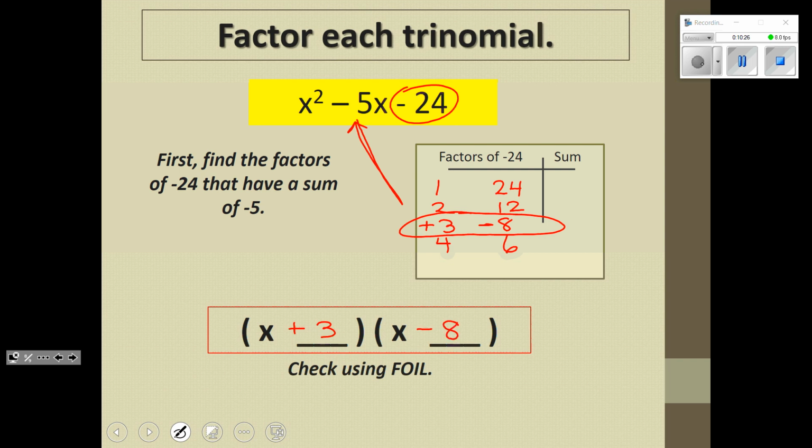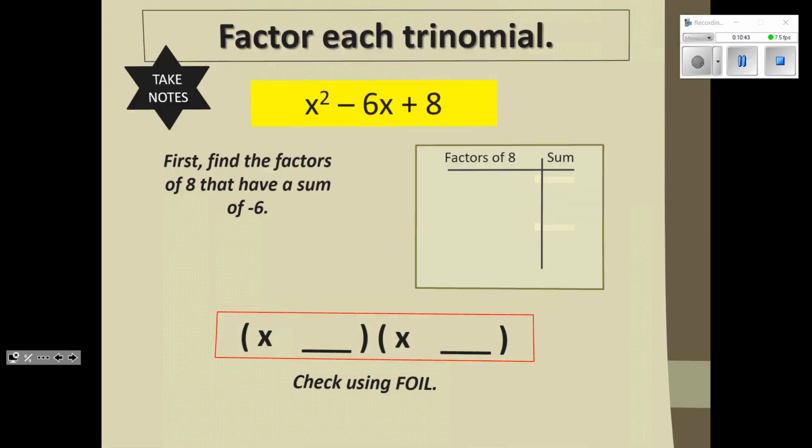And just as a note, when you're writing these two binomials, it doesn't matter the order. If you put the x minus 8 first and then the other binomial after it, when you FOIL it, it would still result in the same answer. So it doesn't matter which binomial you write first. Just so you'll know that.